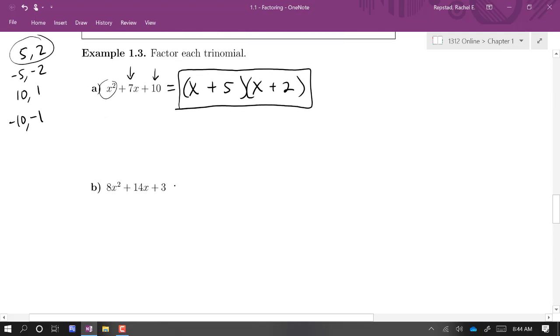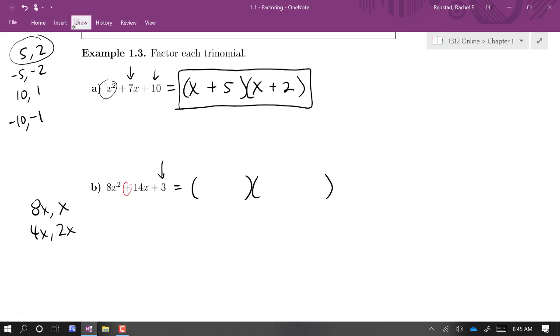Okay, so next, 8x squared plus 14x plus 3. I need to get an 8x squared for my first term. I'm either going to get that by doing 8x and x, or 4x and 2x. So I have a choice there. Now at the end, positive 3 is prime, so it's either going to be 3, 1 or negative 3, negative 1, and you'll note that the middle term here is positive, so I'm pretty confident it's going to be plus 3, plus 1.